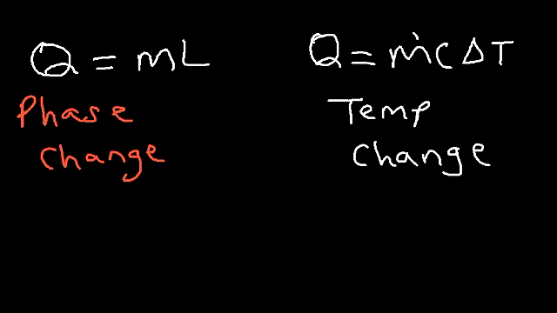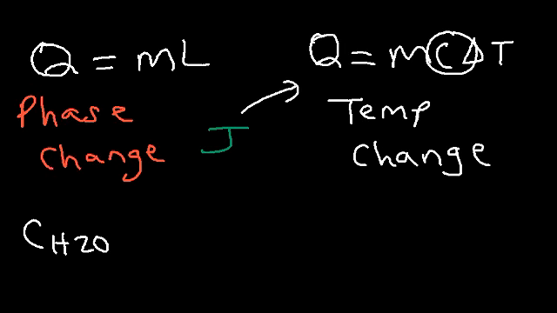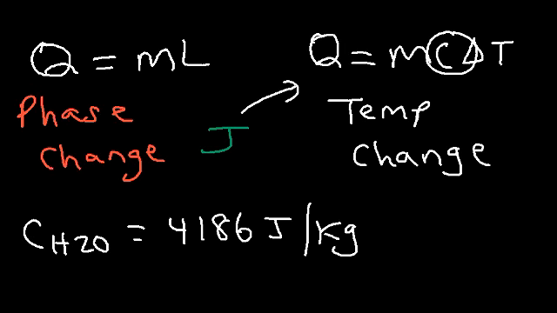So m represents the mass in kilograms. Q is the energy. It can be in joules or calories. And delta T is the change in temperature in Celsius. You could also use Kelvin. The answer will be the same. And c is known as the specific heat capacity. The specific heat capacity for liquid water is about 4,186 joules per kilogram per Celsius.